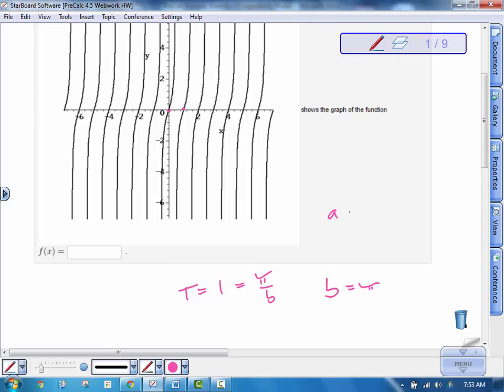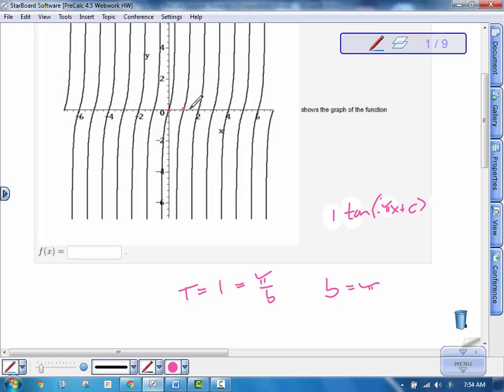And so when we go to write our tangent equation, we have a times the tangent of bx plus c, plus d, just like we did with sine and cosine. This thing's not shifted up or down at all, so there's no d. The vertical stretch of this thing is really hard to tell. So always just try 1 here, because otherwise they have to give us an ordered pair so we can actually find out how much it's vertically stretched. So that's probably only going to be 1 for this homework. We know b is pi, so this turns into pi x.